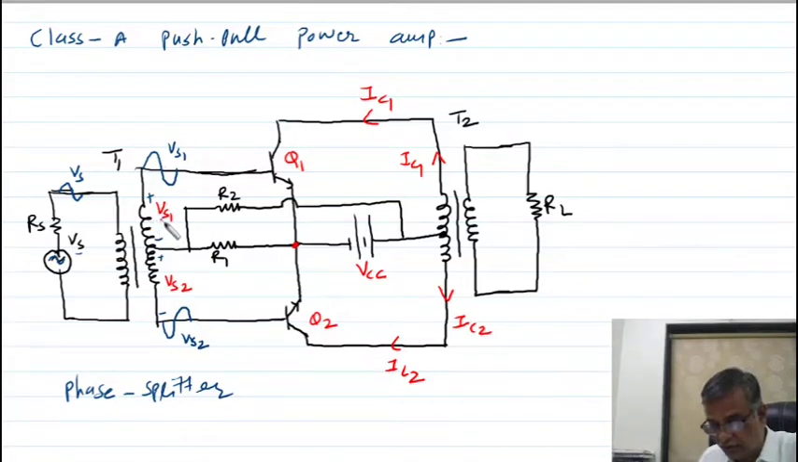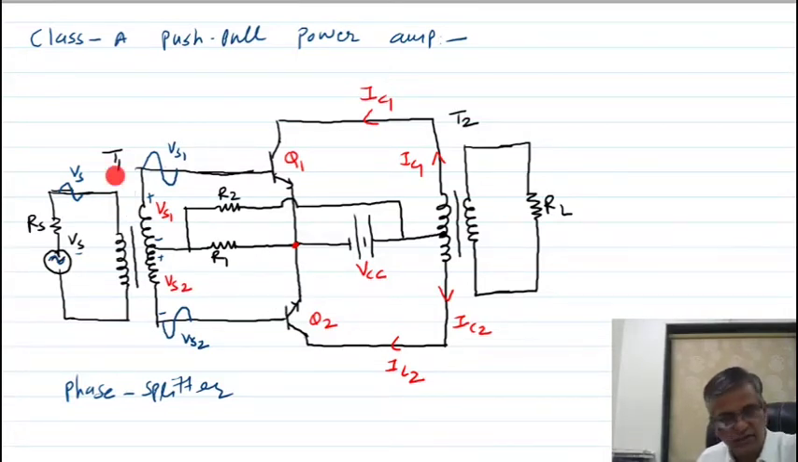The value of the ratio of VS1 to VS and VS2 to VS depends upon the number of turns ratio. This transformer T1 is selected in such a way that it matches the impedance between the source resistance RS and the impedance of the base of both the transistors.